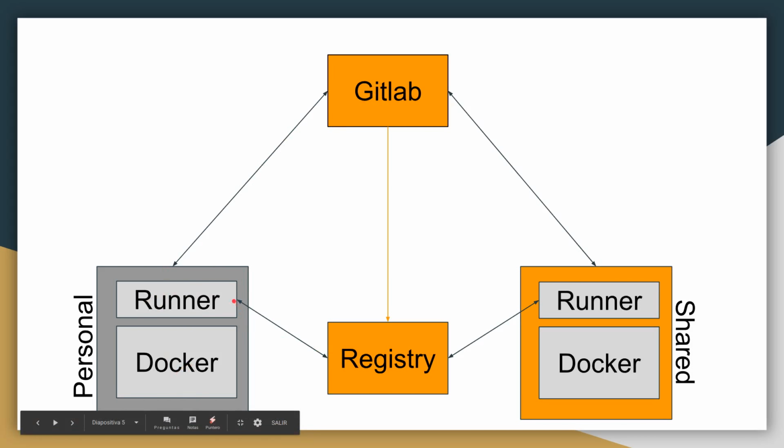Also, I have this line of bidirectional communication with the registry, but it is not 100% true. Why? Because it depends on the implementation. Sometimes we have a communication between the Docker and the registry, but we need a mediator, that is the runner, the one that really knows where to go and how to go to that place, and the one that keeps this communication open between GitLab and the runner.